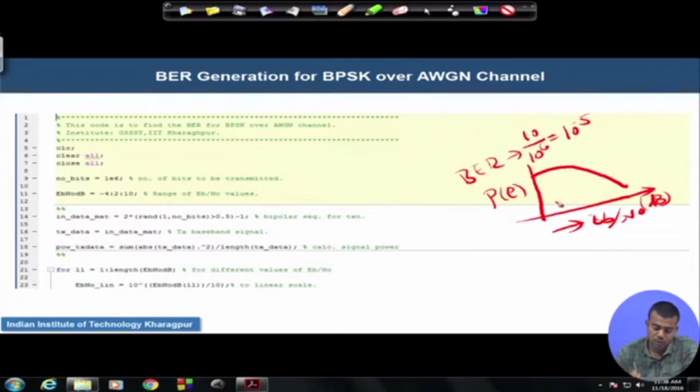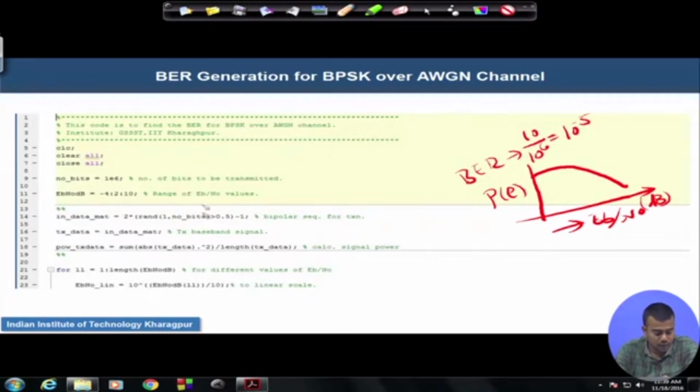This thing I am going to simulate with the help of this MATLAB code. The number of bits transmitted is 10 power 6, and Eb/N0 is taken in dB scale, from minus 4 dB to 10 dB in increments of 2. Next I am generating the input bits. I have written a logic to map 1 to +1 and 0 to -1.